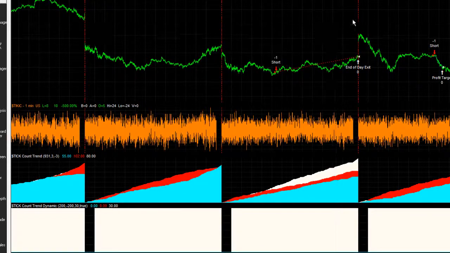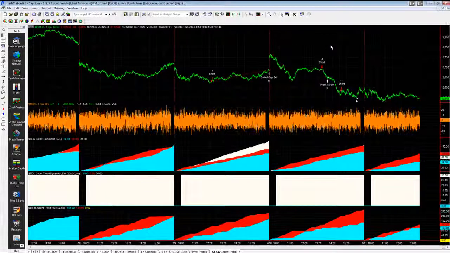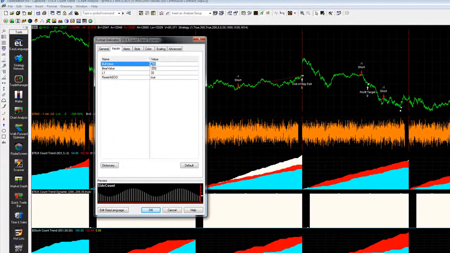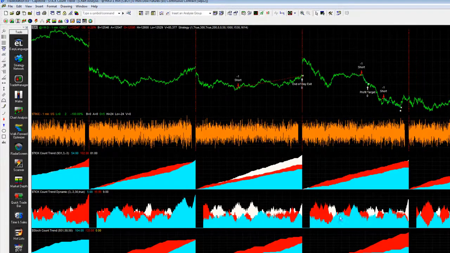And so that's the update on what we're going to be talking about tomorrow. As you can see, this tick count trend dynamic still has the old thresholds in it. If I put in the plus or minus 3 values, then we'll get a more updated version of what it should look like.